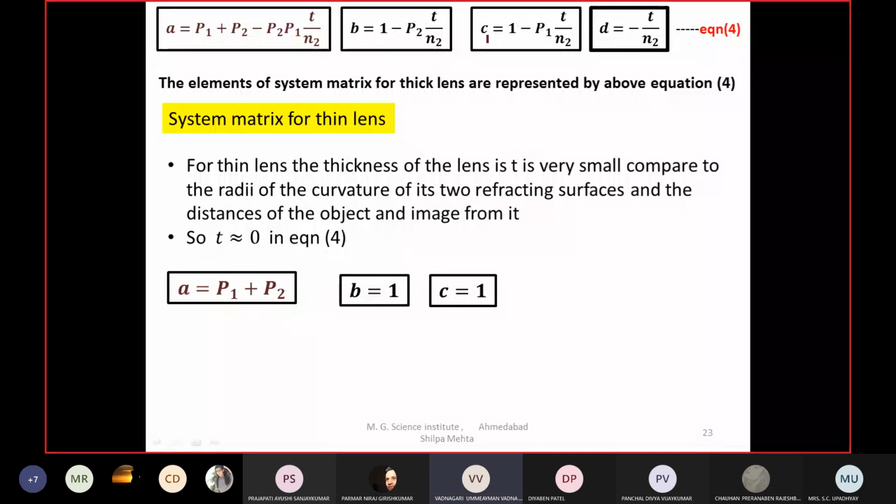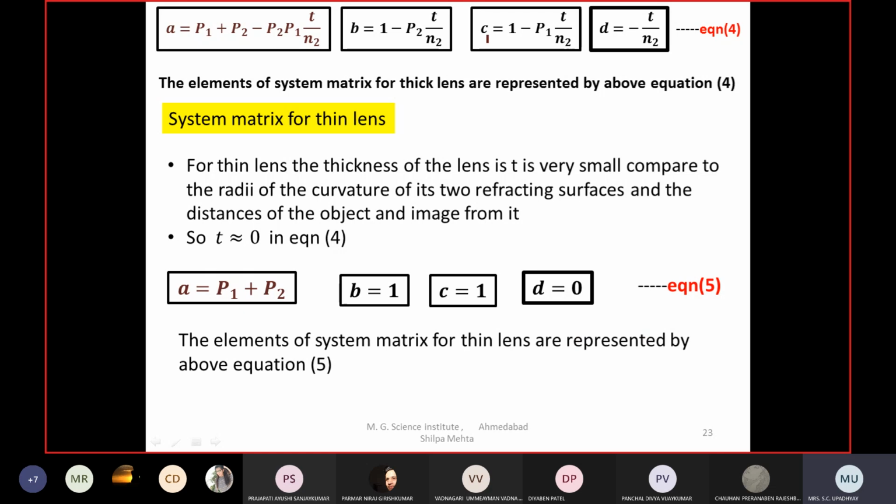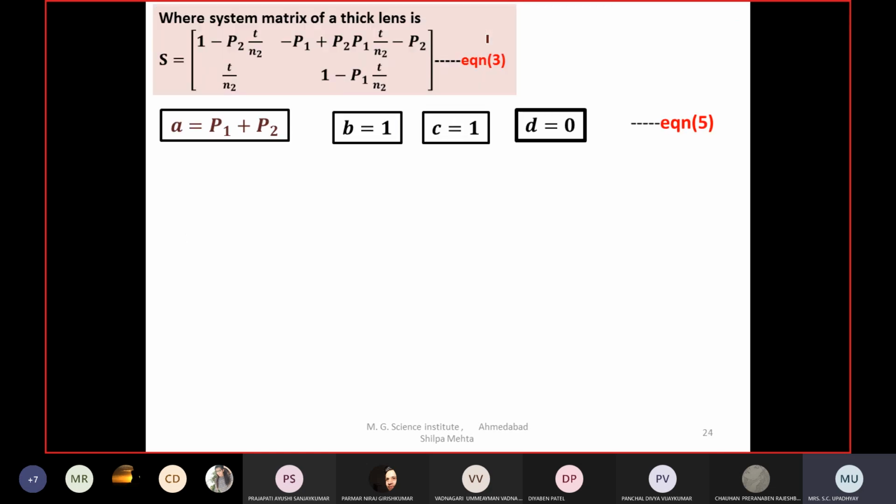1. 0. Minus 1. Zero. What is D? T equal to 0. Right? So ABCD for a thin lens we now readily get from equation number 4 just by substituting T equal to 0. And these are the elements of the system matrix of a thin lens.